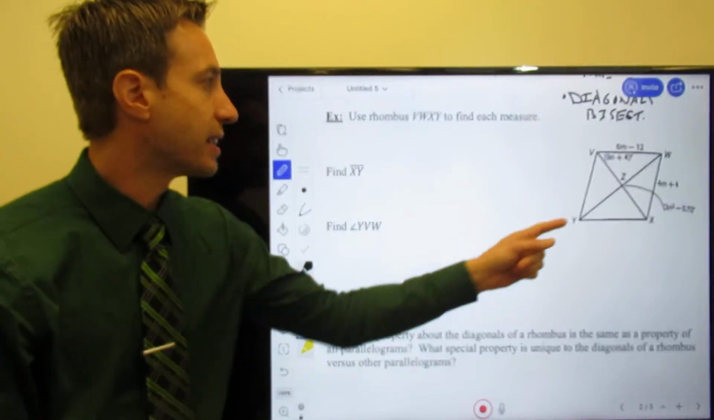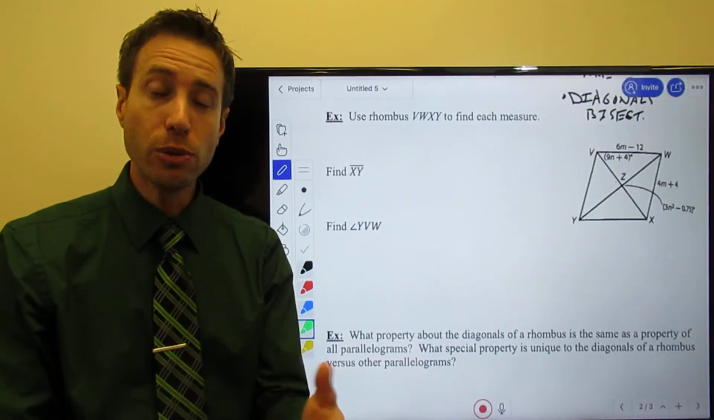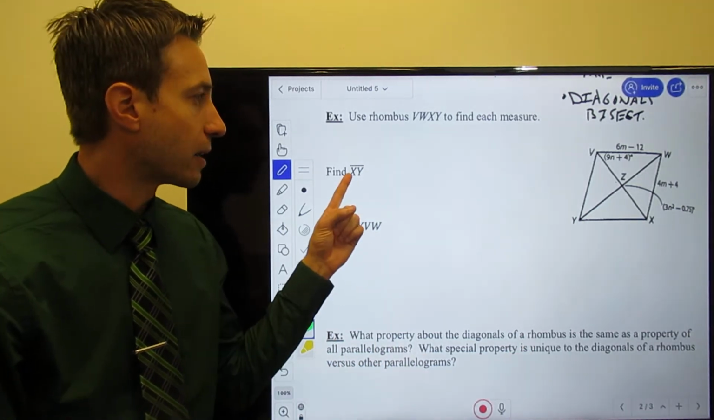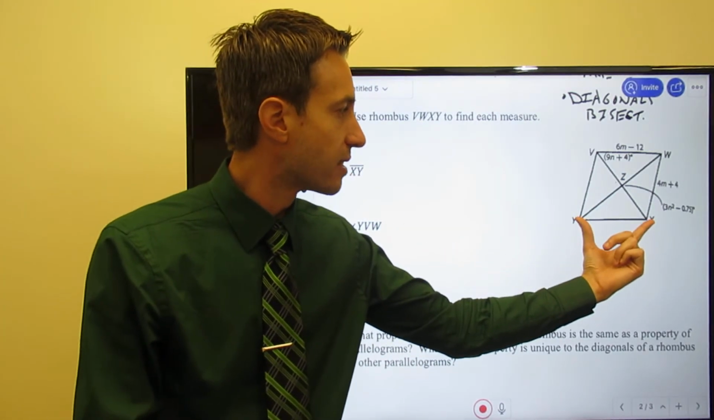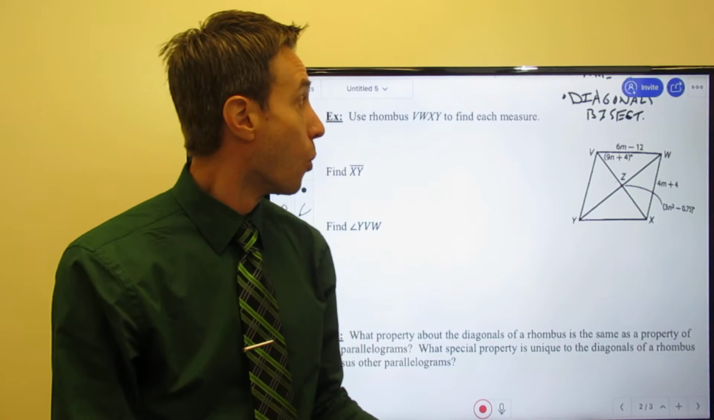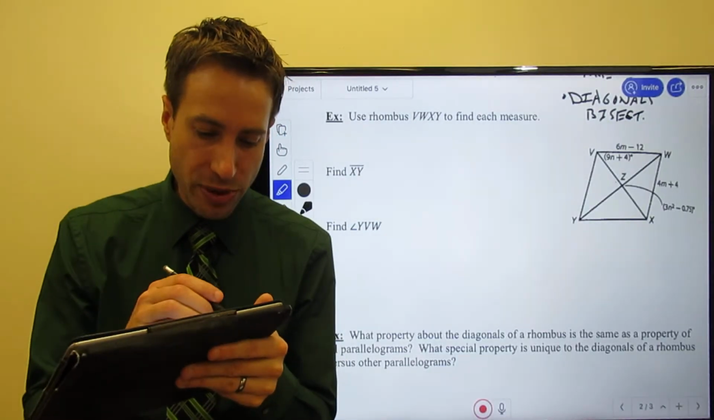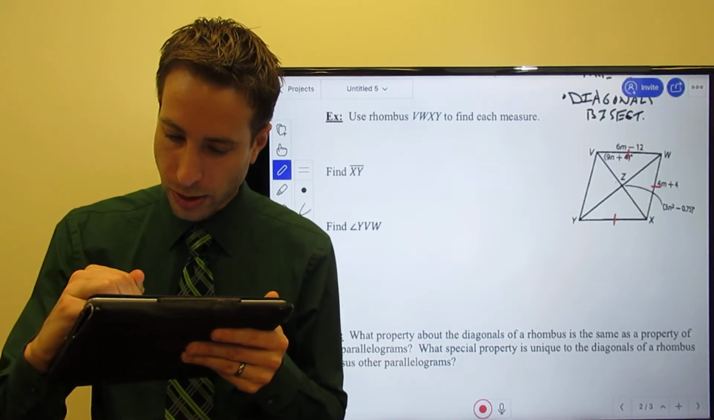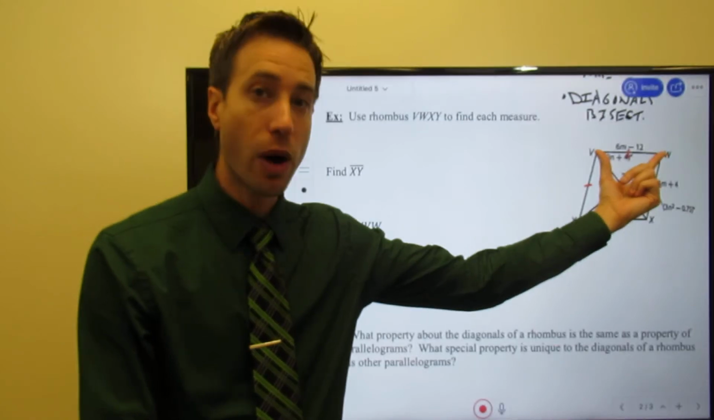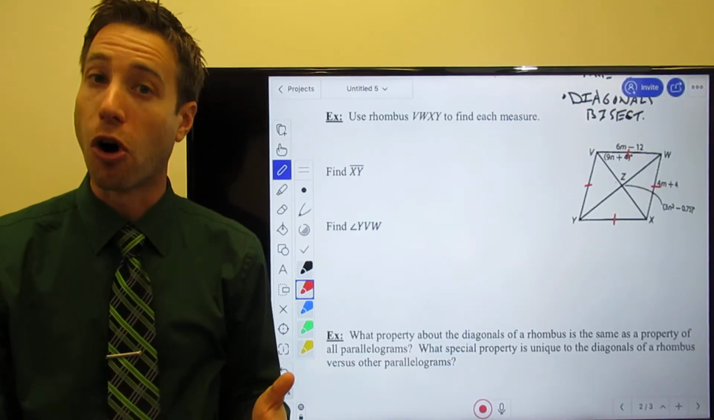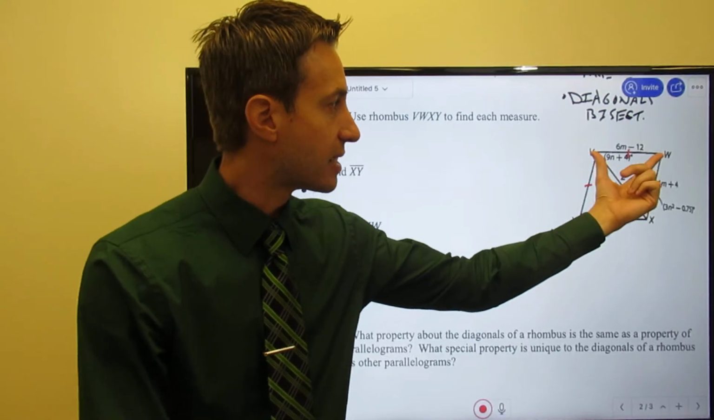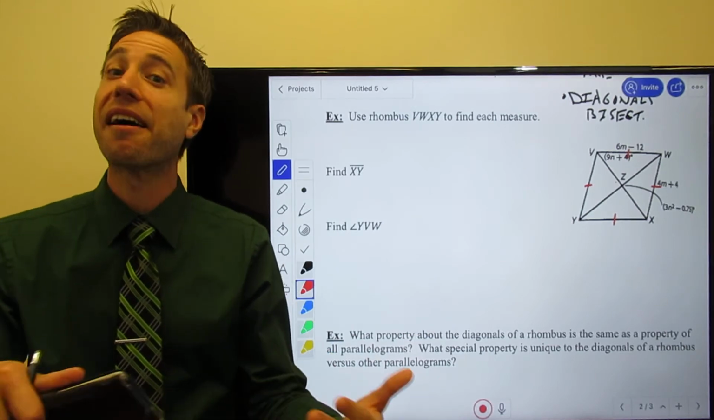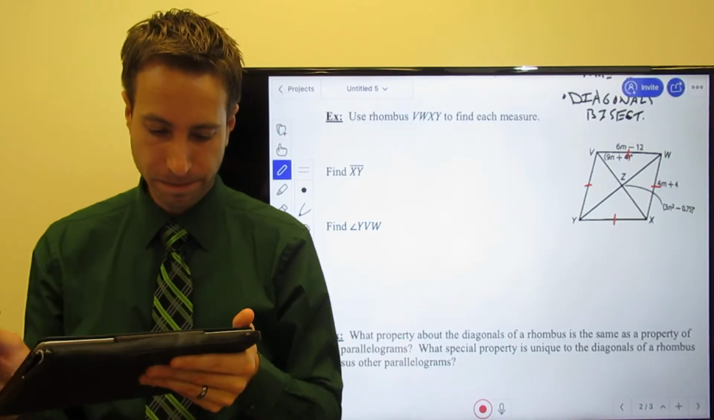Okay, so I tell you that this figure is a rhombus. I want you to find the missing lengths or values in this figure. First, let's start off by finding what is XY. I want to know the length of this side right here. Well, I tell you it's a rhombus, which means you know all of the sides are congruent. That means if I can find the length of one of the sides, I know the length of all of the sides. Fortunately, I tell you that 6m minus 12 and 4m plus 4 have to be congruent.